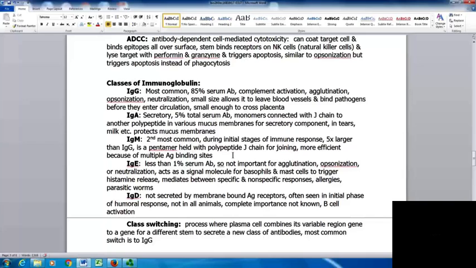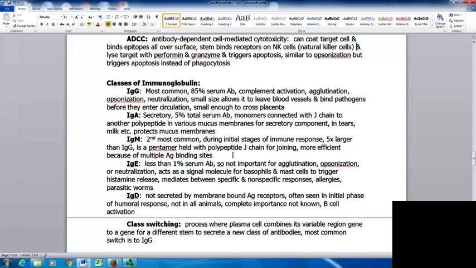IgA, in many cases, is secretory. It's 5% of the total serum antibodies. Here, the monomers are connected with J chains to make another polypeptide in the various mucous membranes for a secretory component. So this would be found in places like tears, milk, saliva. It helps to protect the mucous membranes.